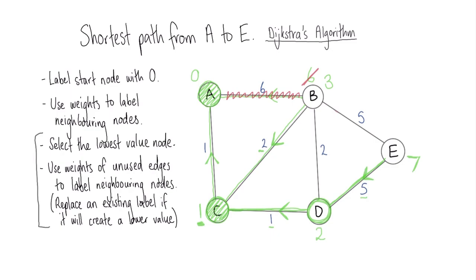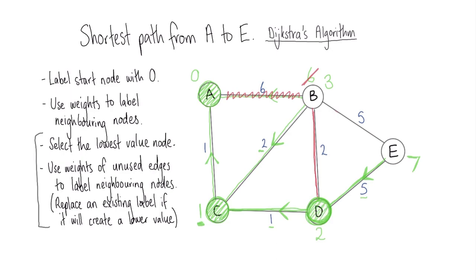And this edge here, if I go along that one, 2 plus 2 would get me 4. Now 4 is not smaller than the 3, so I'm not even going to put that there, and that's why I've covered this edge in red, because that's not going to help me get the shortest path. Checking back at D, those are all the edges coming out of it, so I'm done with D.